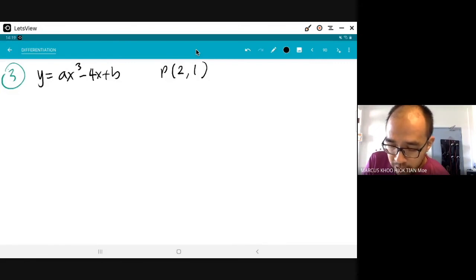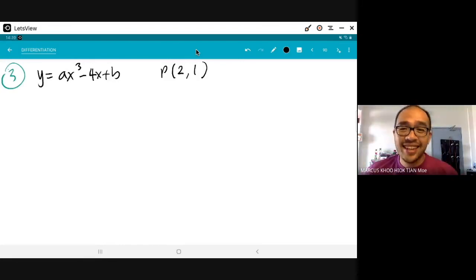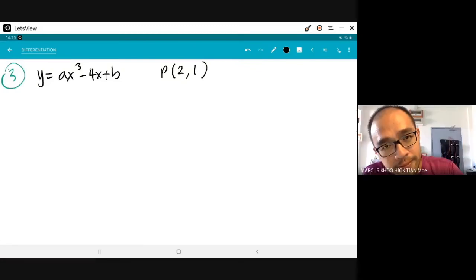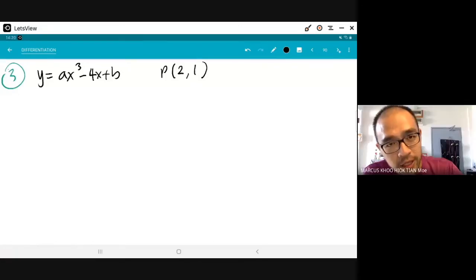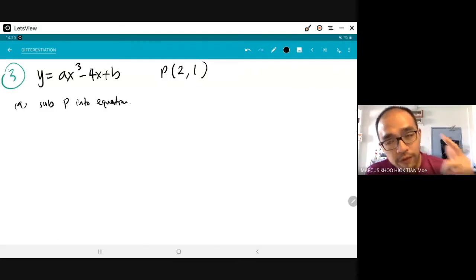How would you propose to find the values of A and B? Actually, we discussed a similar question to this yesterday, if you remember your yesterday's homework. How do you propose to find A and B? Substitute what? The coordinates of P into the equation. You substitute P into the equation. And then? But that will only give you one equation. You want to find two values, so you need a second equation.